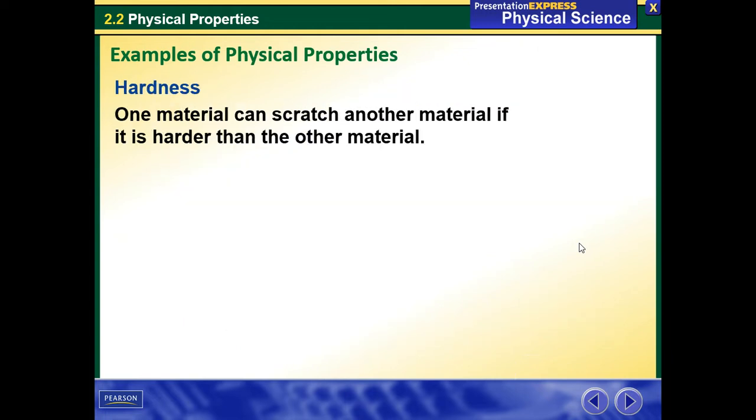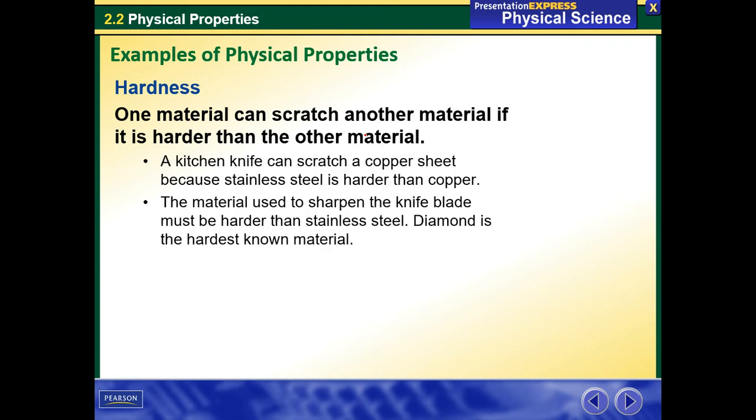Hardness is the next one. This is defined as if one material can scratch another, it is harder than the other material. So to determine hardness, we have to scratch two things off of one another. The example that they use is a kitchen knife versus a copper baking sheet. A kitchen knife can scratch a copper sheet, and the reason for that is because the stainless steel that is the knife is harder than the copper in the copper sheets. The material used to sharpen the knife blade, on the other hand, has to be harder than the stainless steel in the knife in order to sharpen it.